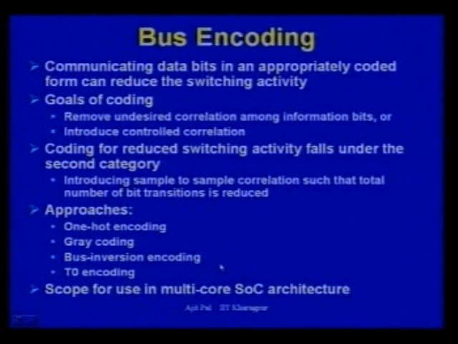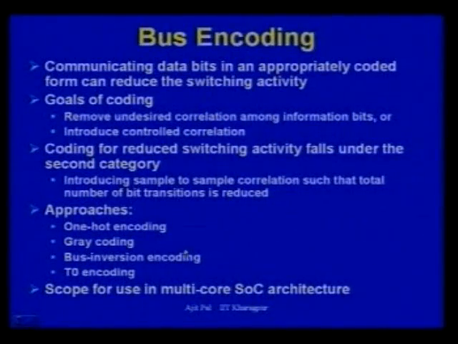You can also use bus encoding. Whenever you are communicating through a bus, normally the bus is off chip. When it is off chip, capacitance is very large, so there is heavy dynamic power reduction. Whenever you are communicating through a bus, you can reduce power dissipation by proper encoding.